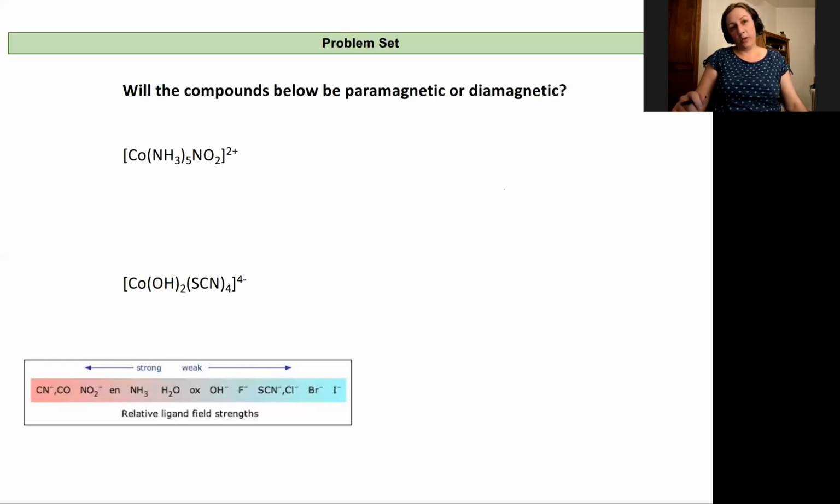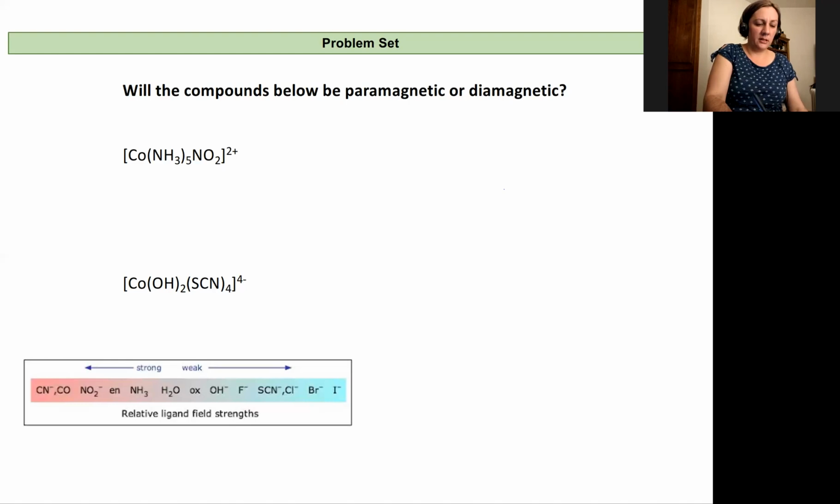In this video, we're going to walk through the solution to a practice problem, looking at cobalt plus 3 ions and deciding if they're going to be paramagnetic or diamagnetic based on the ligands that are bonding to them in a coordinate covalent way. So let's start with the top. We have cobalt plus 3.